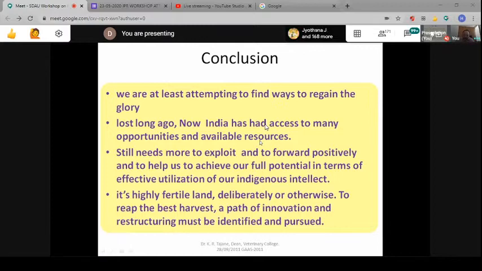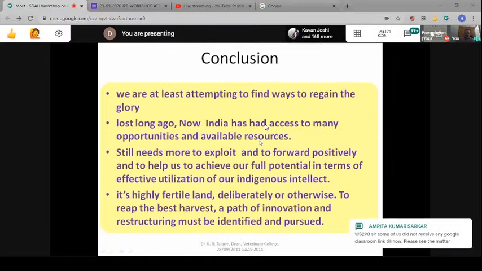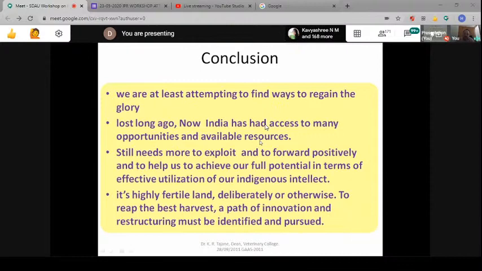They have done exceptionally excellent work in intellectual property rights and in the IP regime. So it is not the full stop. Some procedural changes and some policy-level changes in the IP regime are not the end of the story. Still, we need to do something more. We need to respond to some global changes so that we can continue our journey towards our full potential in terms of the effective utilization of our indigenous intellect.